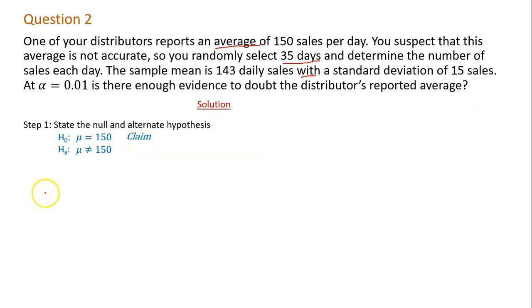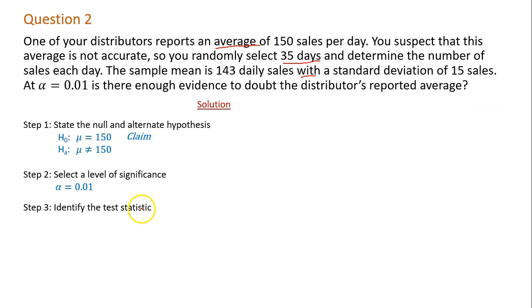Then you write step 2: select a level of significance. The question has given us a level of significance of 0.01. So you just write alpha equals 0.01. Then after writing this, you write step 3.